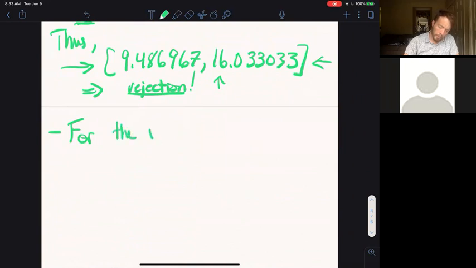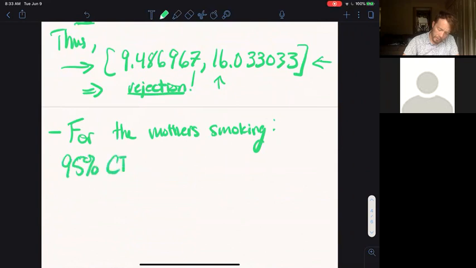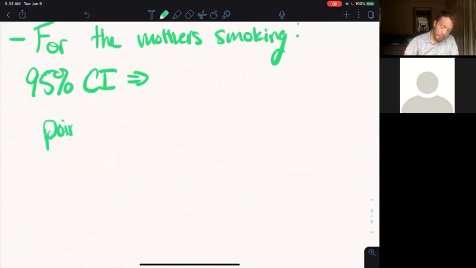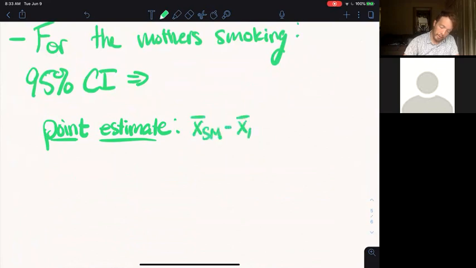So this is for the mothers smoking example. We wanted to look at the weights of infants for mothers who smoke versus the weights of infants whose mothers don't smoke. And recall, we failed to reject this hypothesis, right? We wanted to know whether or not there was no difference. And again, I'll do a 95% confidence interval. That seems the number that we usually use in classes like this. And just like before, I need to know my point estimate to be able to plug into my formula. And here it was actually just X bar smoke minus X bar non-smoke, which we calculated to be negative 0.4.